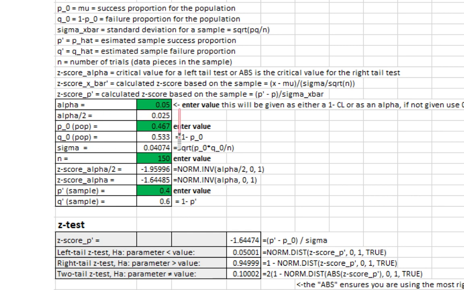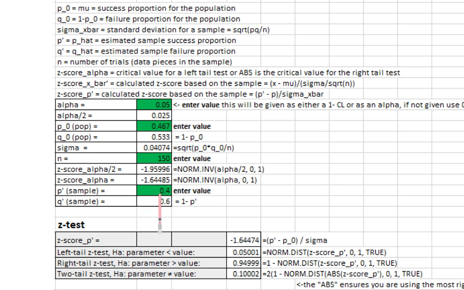So I have the alpha I'm going to put in. If it's a two-tail, it automatically divides it by 2. I put in my P naught, which is my population percent. Here's my Q naught, calculated as equals 1 minus this cell. My sigma, I'm going to type in SQRT of these two multiplied together divided by my n, so I also need to put my n in there. These are calculating my z-score for a two-tail test, so the alpha divided by 2 is a two-tail test, and the z-score of alpha is a left or right tail. If it comes up with a negative, but you are right tail, you just take the absolute value of that.